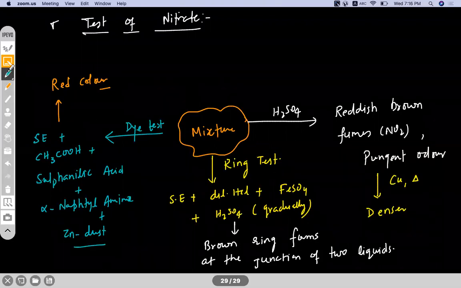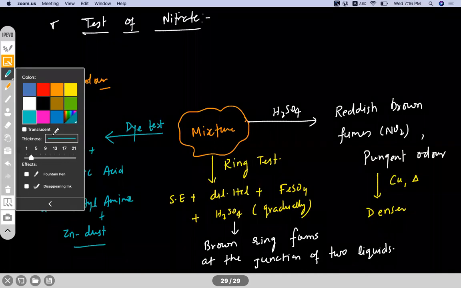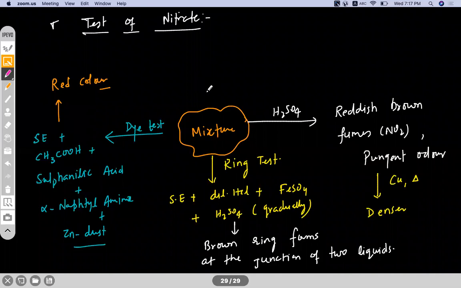There is one more test we have. In this one, we have sodium extract, and in this sodium extract, we add a piece of zinc metal, and dilute H2SO4 we add. And we boil this for 5 minutes.